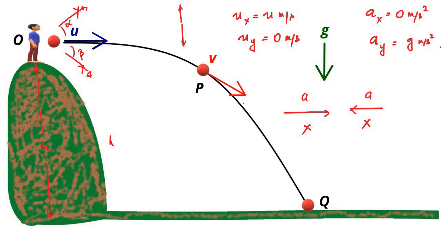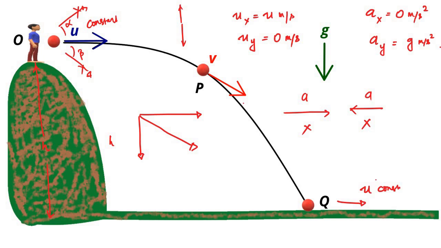This motion can be divided into two parts. The net motion is like this, but we can split it into two parts: the horizontal component and the vertical component. For the horizontal component, that is the horizontal velocity u, which is constant throughout. Until it reaches the ground, the horizontal component stays u, it is constant.